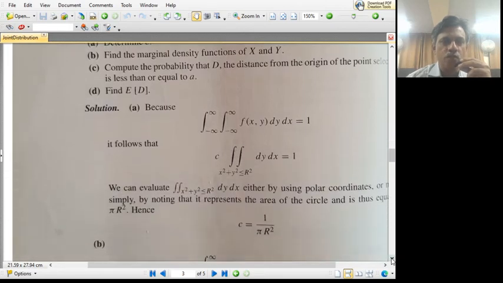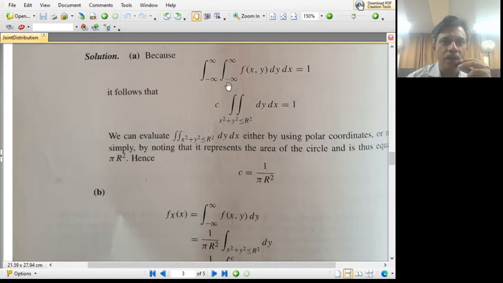Well, first is to find the normalization constant c. We know that if you integrate the density function over the whole region of support, it will evaluate to 1. So the integral from minus infinity to plus infinity for both x and y of f_XY dy dx is equal to 1. This is uniform, so it takes a uniform value c in the region where it is defined. The region of definition is given by the condition x squared plus y squared less than or equal to r squared. So over this region it is c. We can take c outside and perform the integral of dy dx, and that should be equal to 1.